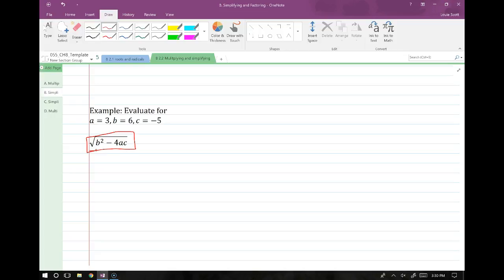So all I do to evaluate is fill in the blanks for the variables. I have b equals 6, so this is 6 squared, minus 4 times a times c. A is 3. So 4 times 3 times negative 5. I'll take this one step at a time. I have 36 after I do this multiplication. I notice that I have two negatives here, a negative on the 5 and a negative on the 4, so that gives me a plus 4 times 3 times 5, which is 60.